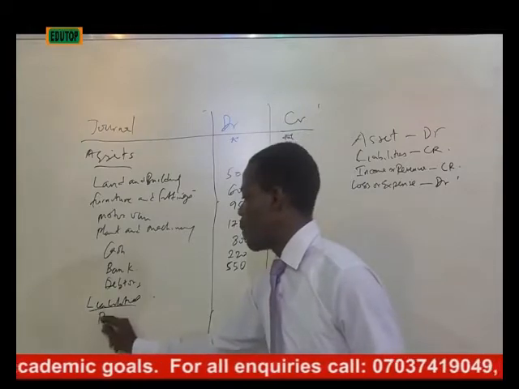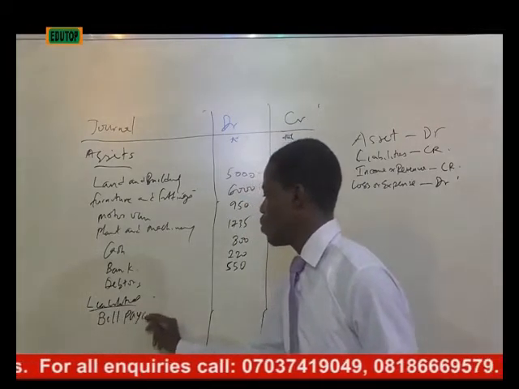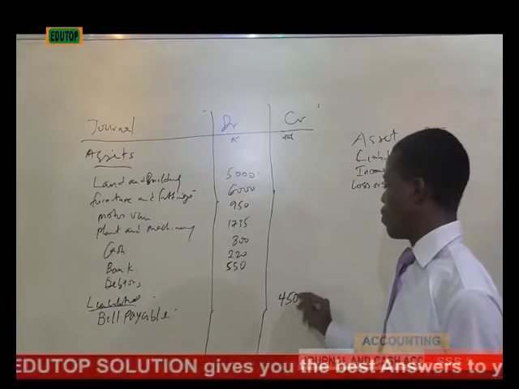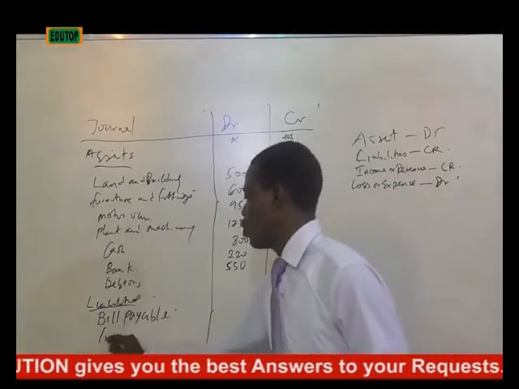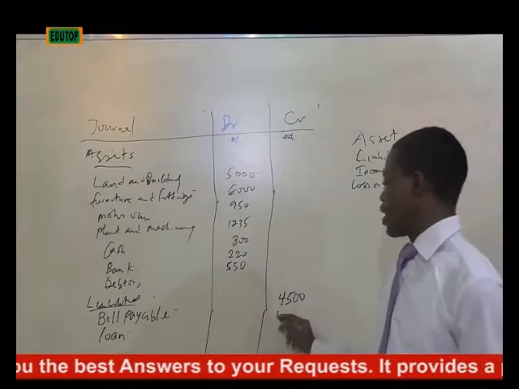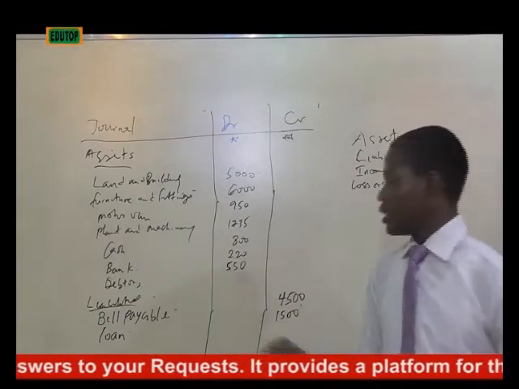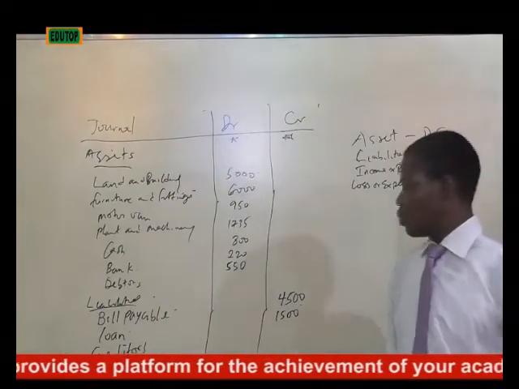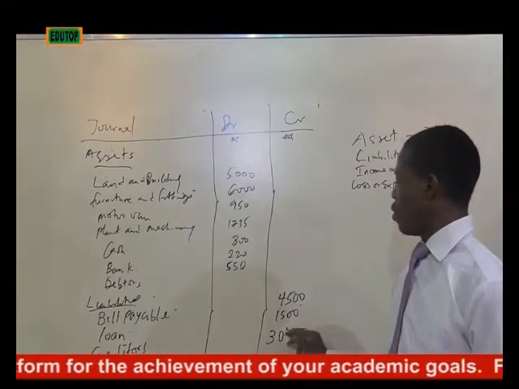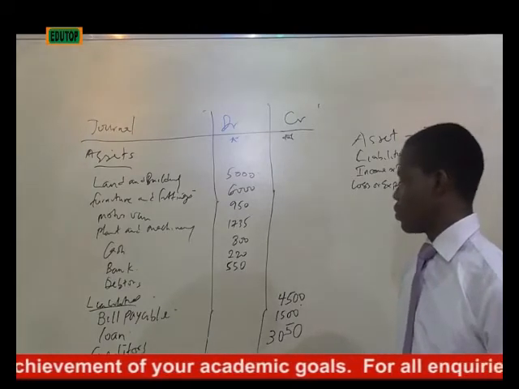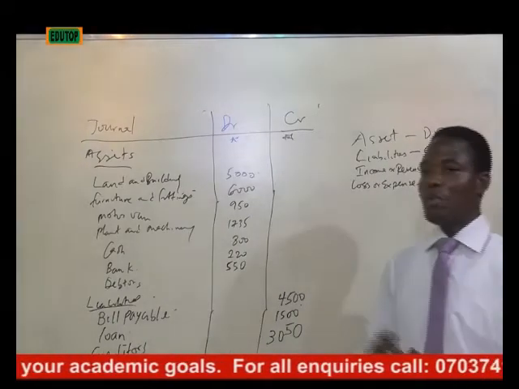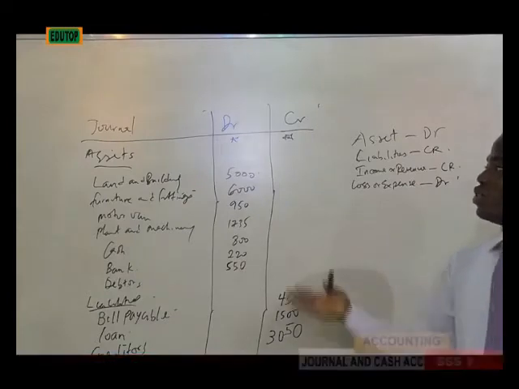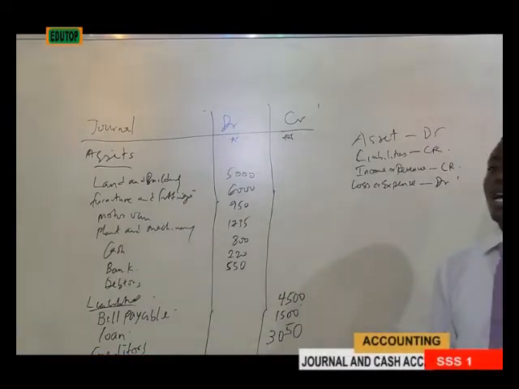Then under it we have bill payable. Bill payable, we have 4,500. We have loan. Loan is also a liability, which is 1,500. Then the last one is creditor. Creditor is also a liability, so it's 3,050. By doing this, we are fulfilling what we call double entry using a journal, and that's why we use it for recording opening entry.